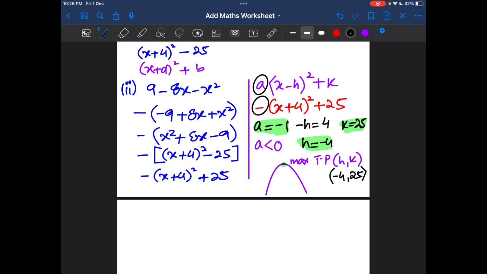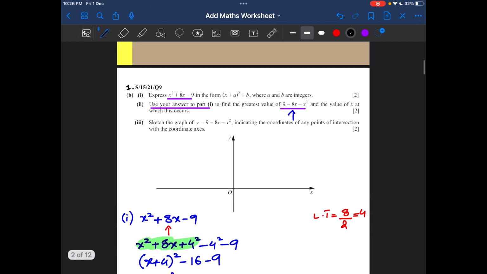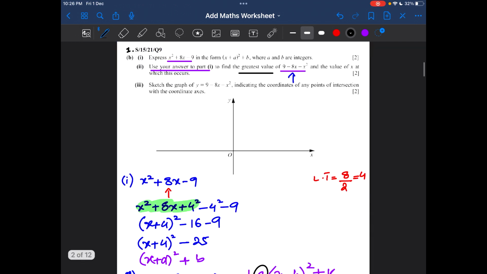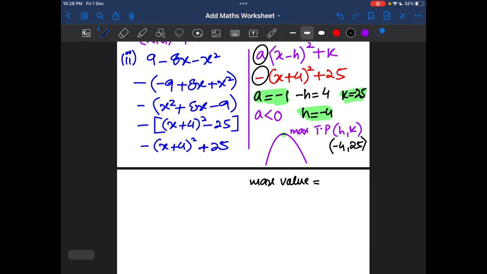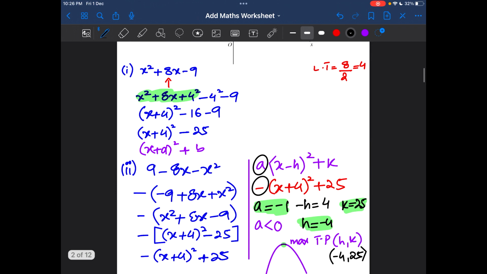So you can say the y value is called the maximum value. The maximum value, which they are saying, find the greatest value. The maximum value is 25 and the value of x at which it occurs is called the corresponding value of x. It's minus 4 here. So this is going to be the answer of part 2. The maximum value is 25 and the corresponding value of x is minus 4.